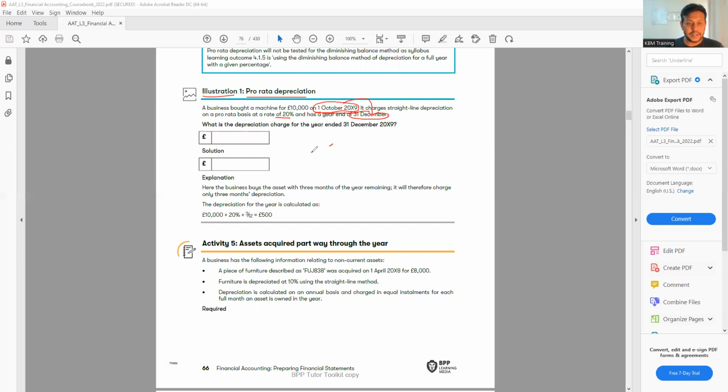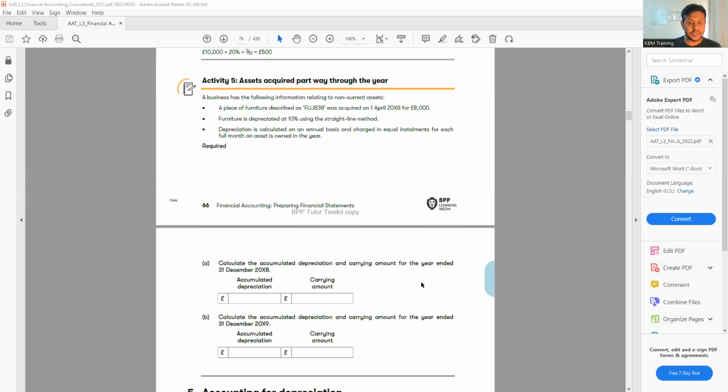We have 10,000, which is the cost, and 20% is the depreciation, but you cannot take the whole year, you can only take 3 months. So divide by 12, times by 3, and it will give you 500. So this would be our depreciation because we have used the machine for only 3 months this year. So if the question gives you this sort of indication of how many months the depreciation will be charged, you have to calculate it that way. All right, let's do one question and we'll see activity 5. Let's try that.